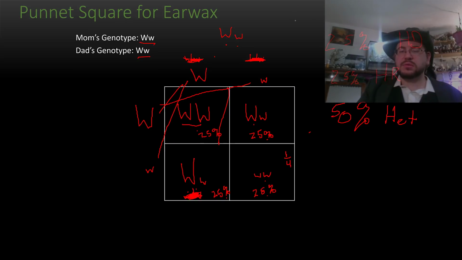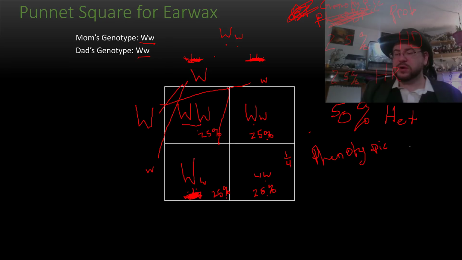So we call these the genotypic probabilities. Stupid me. Well, at least I didn't go on for like 40 minutes. The genotypic probabilities. And just like we have genotypic probabilities, we have the phenotypic probabilities, and it's pretty easy. The phenotypic probabilities are just looking at how many options give each different phenotype.